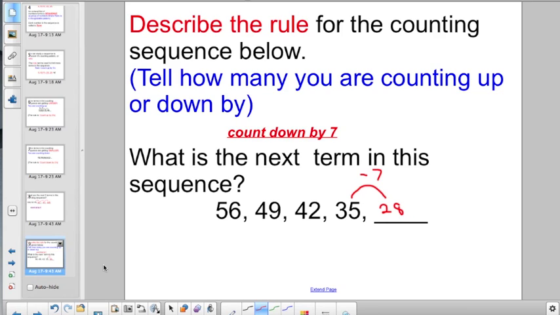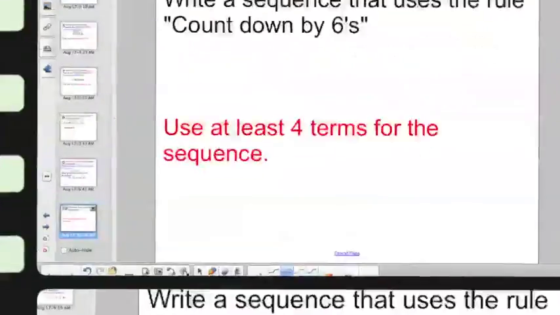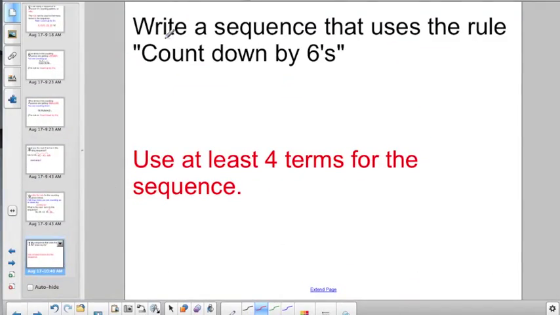Alright, not too tough I don't think, but again, anytime you're confused or you're not understanding what I'm saying, hit pause, back it up, because there will be a quiz that you must pass every day about what I'm explaining to you here. So we're going to see some problems like this. Write a sequence that uses the rule count down by 6s. And whenever you see these, I'm going to say you have to use at least 4 terms for the sequence.